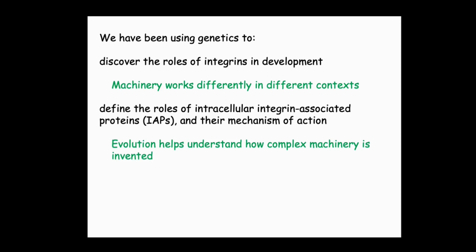And really my two big take-home lessons of this talk is that we discovered that the machinery works differently in different contexts. So if you look at different developmental events, the way it works is different. And then also if we start bringing in evolution, it helps us to understand how a very complex machinery was built up gradually during evolution and invented. And that helps us understand a bit what the different components contribute.